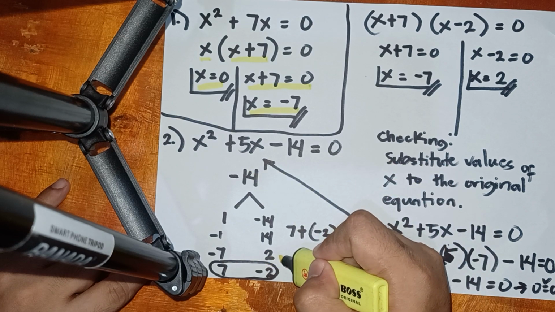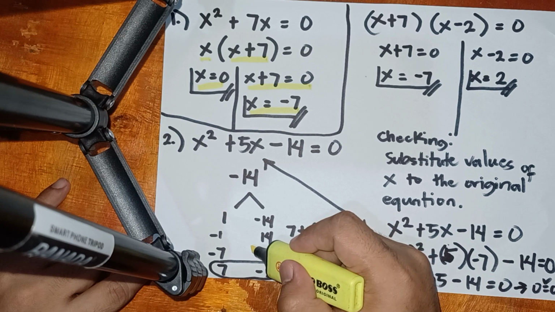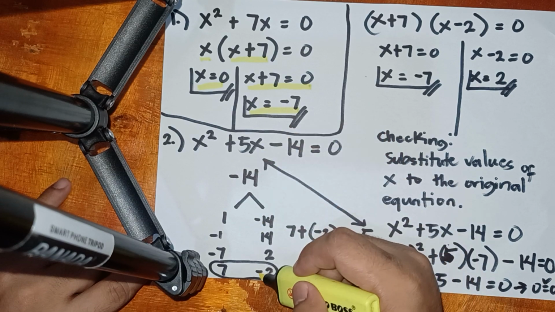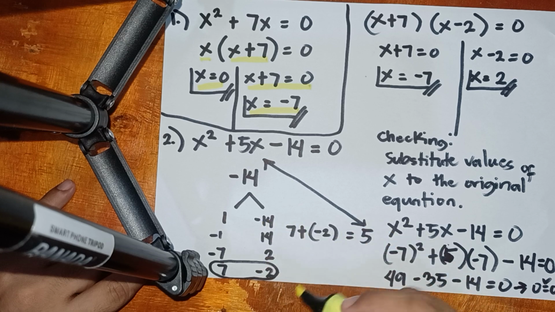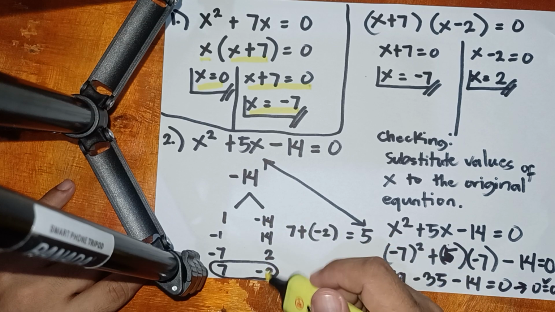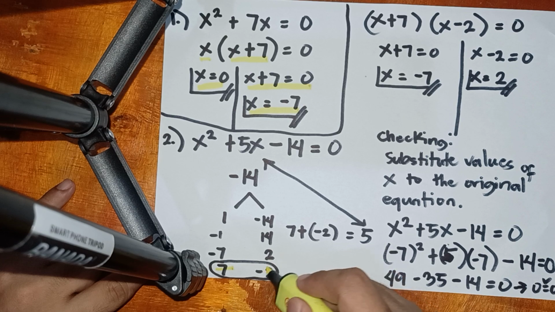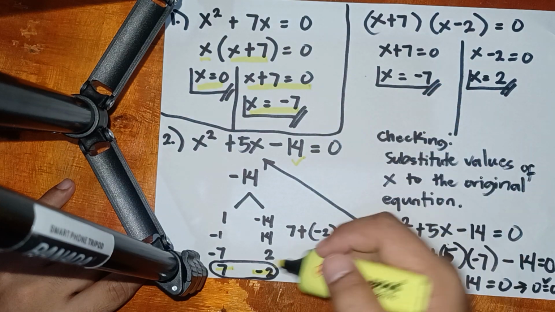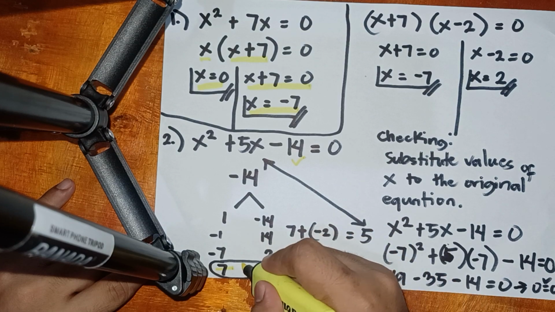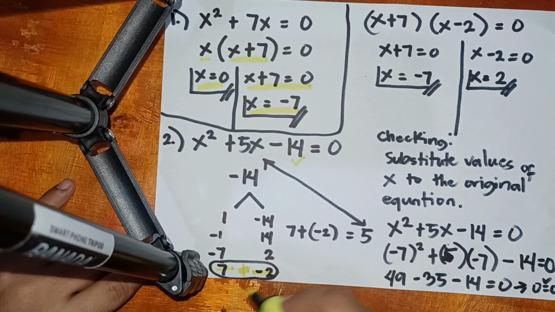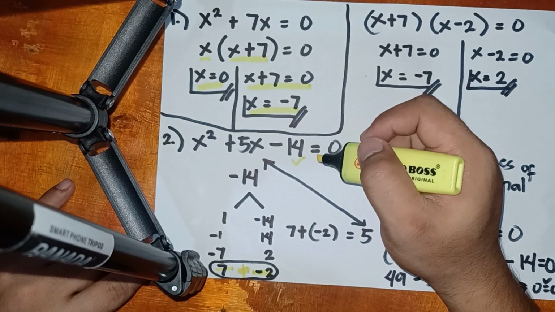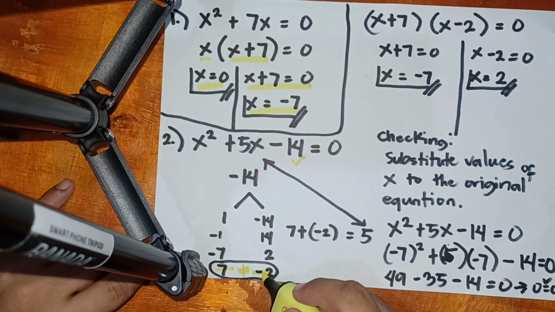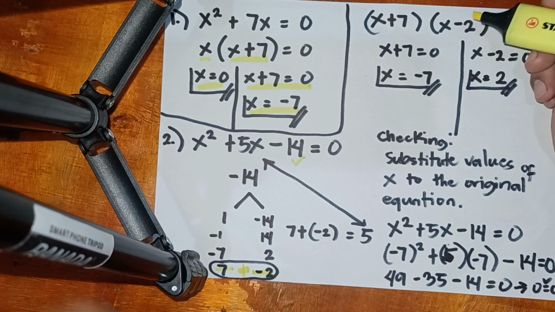Negative 1 and negative 14, same, if added, will not result to 5. Negative 7 and 2, if added, will result to negative 5, so that's not it. The last possible factors, the correct ones that we're going to use, are 7 and negative 2. If you multiply that, 7 times negative 2 is negative 14, correct? And if you add that, 7 plus negative 2 is 5. So this is the correct factor.